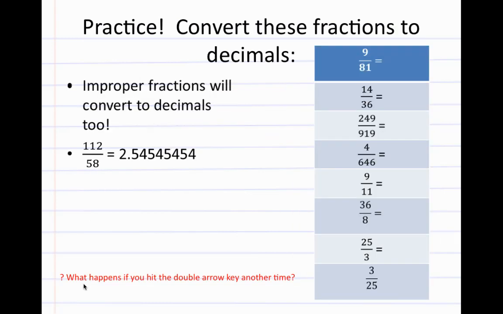Convert these fractions to decimals. Improper fractions can be converted to decimals too. If I have 112 over 58, it will be changed to 2.5454, and it's a repeating decimal.